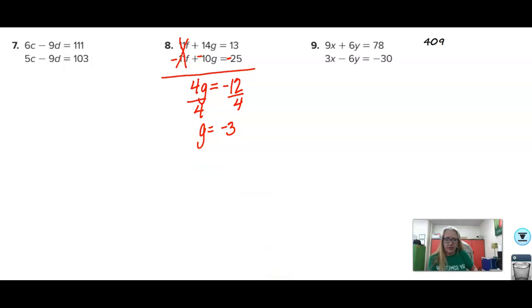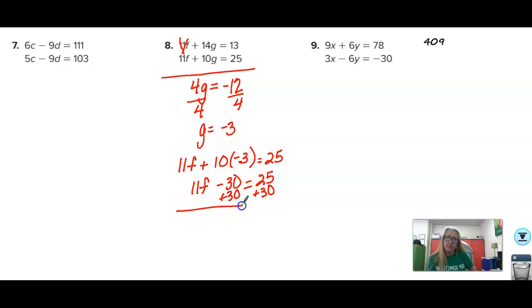Substituting back into one of the equations, let me tidy this one up so I can see it again. I like it because it's all positive. I'm going to substitute in this lower equation here to find out what f is. So I have 11f plus 10 times g, putting negative 3 in, equals 25. All right, 11f minus 30, because 10 times negative 3, equals 25. I'm going to add 30 to both sides. That gives me 11f is equal to 55.